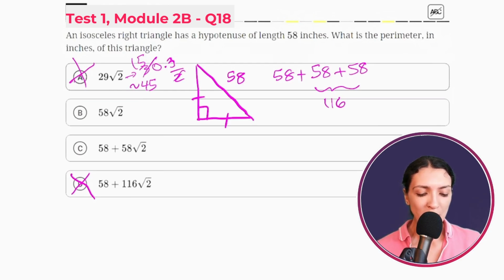58 times square root 2. Let's approximate that. 58 is nearly 60, and square root 2 is nearly 3/2. So that would give us 90.